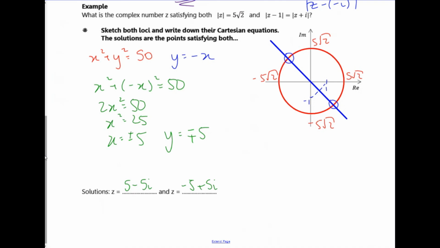Check if that looks like it makes sense. So the right-hand one, we've got positive real and negative imaginary. So that's your 5 minus 5i. And for your top left one, we've got negative real, positive imaginary. That's got -5 plus 5i, makes sense.